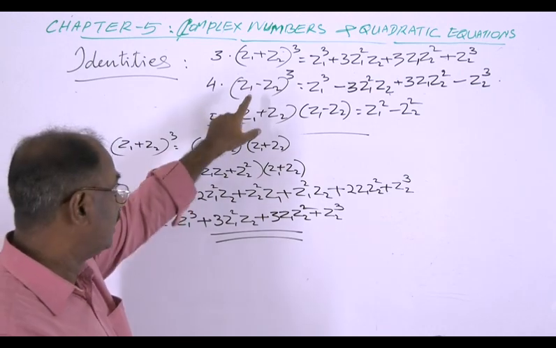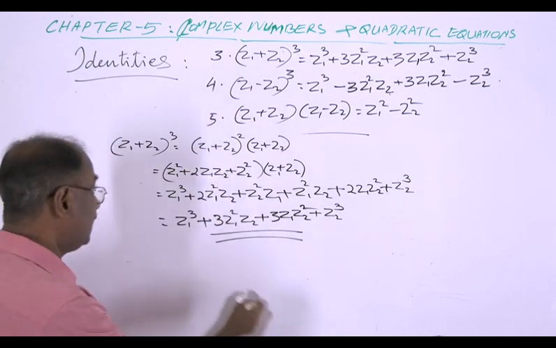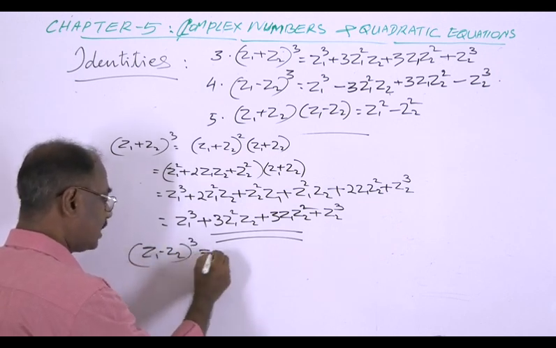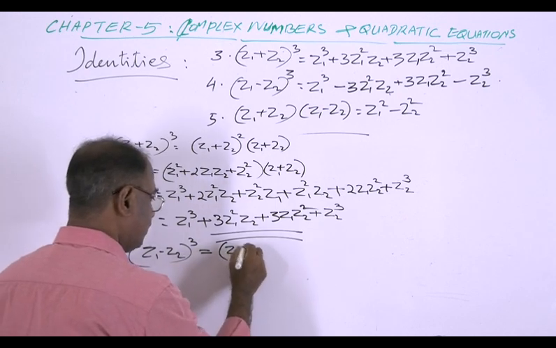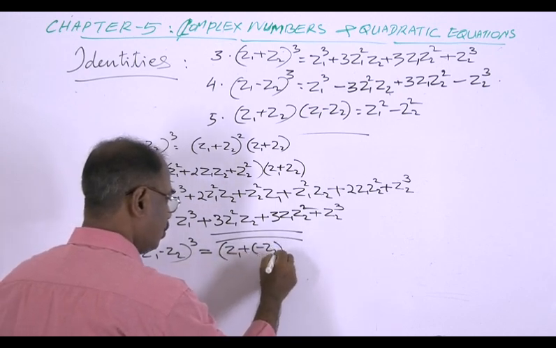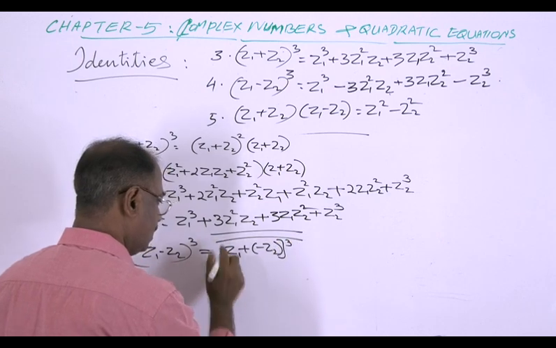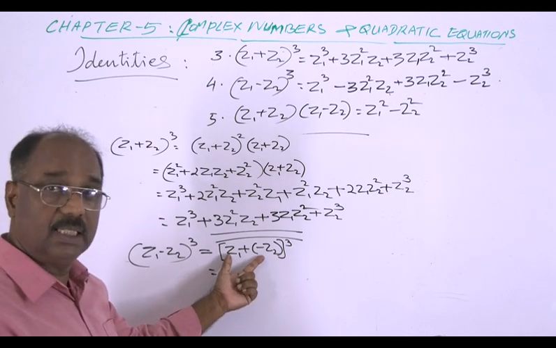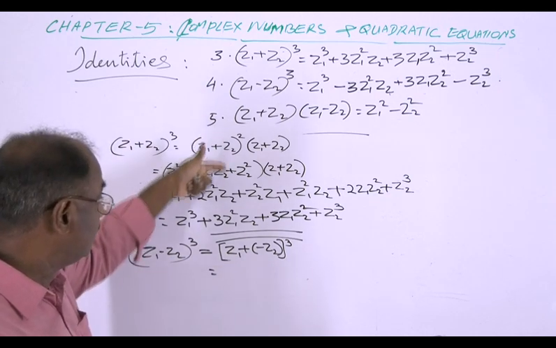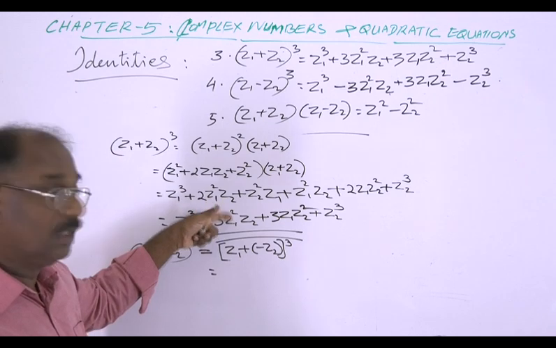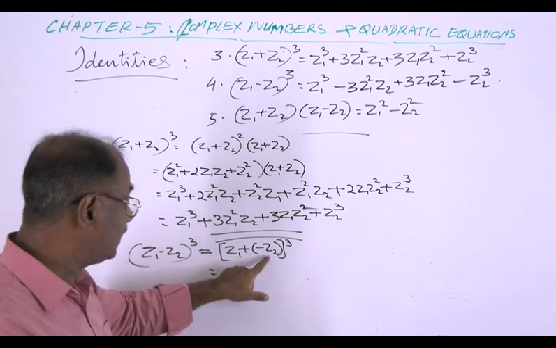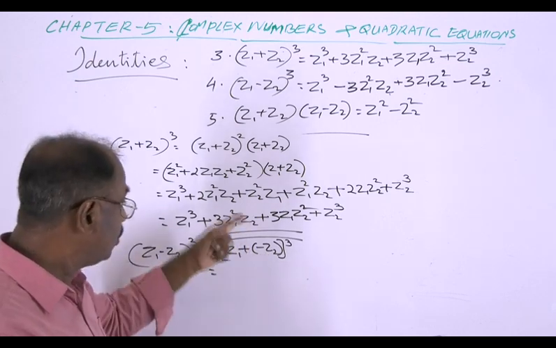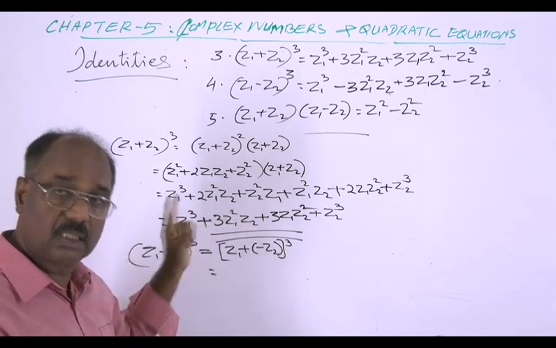And then the second is this (Z1 − Z2) whole cube. So this can be written as (Z1 plus minus Z2) whole cube, which can be expanded exactly similar to this. In place of this Z2, take this minus Z2. So putting minus Z2 in this expression, we will get the required result.